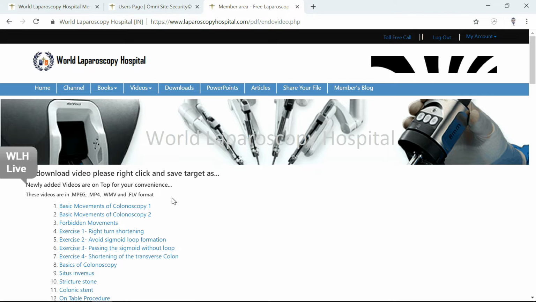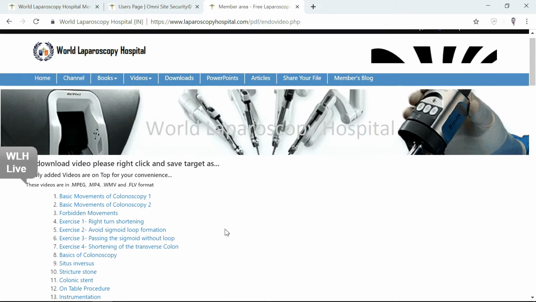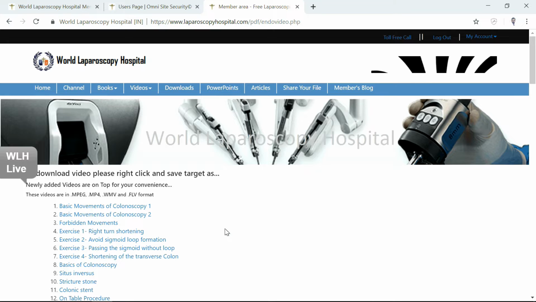So these basic movements and exercises, there are a few exercises which will give you right turn shortening, avoid sigmoid loop formation, passing the sigmoid loop, shortening the transverse colon, and basics. These are very important. So you must go download those videos and try to read this, and it will be a good resource. Not only that, every month we keep on adding extra videos.